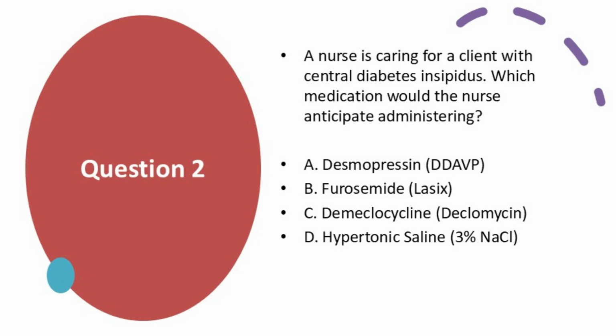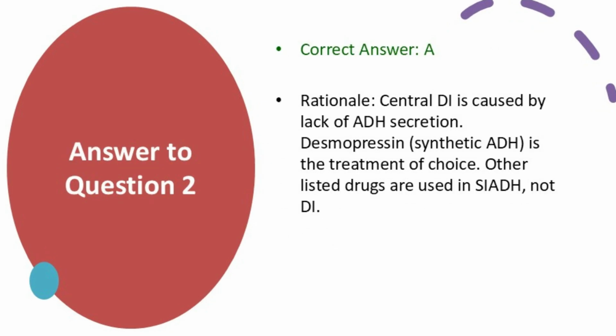Question 2. A nurse is caring for a client with central diabetes insipidus. Which medication would the nurse anticipate administering? A. Desmopressin, B. Furosemide, C. Demeclocycline, and D. Hypertonic saline, 3% sodium chloride. The correct answer will be A, which is desmopressin.